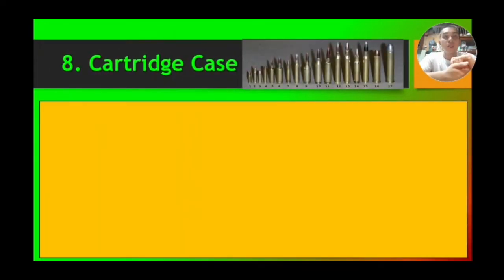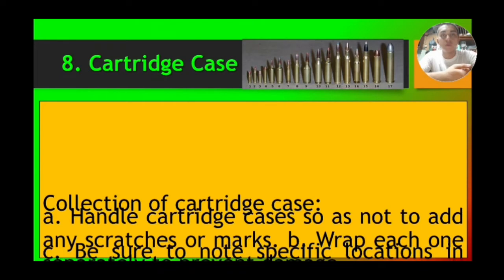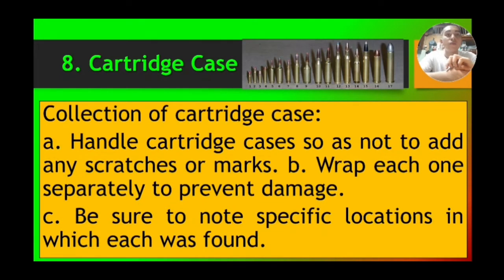Cartridge case. This evidence can be useful to identify what weapon is used. So, collection of cartridge case. A. Handle cartridge case so as not to add any scratches or marks. B. Wrap each one separately to prevent damage. C. Be sure to note the specific location in which it was found.